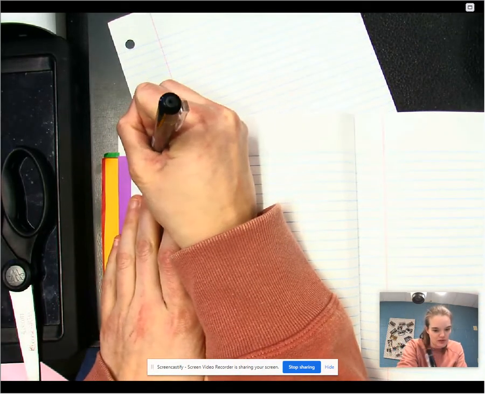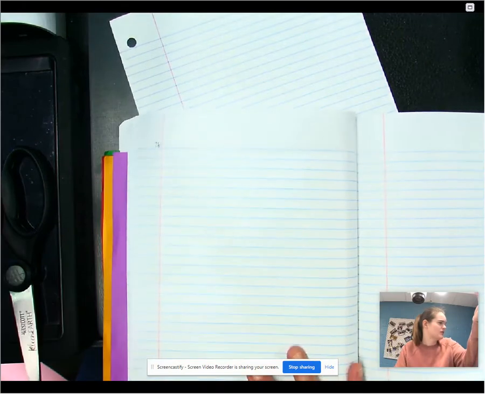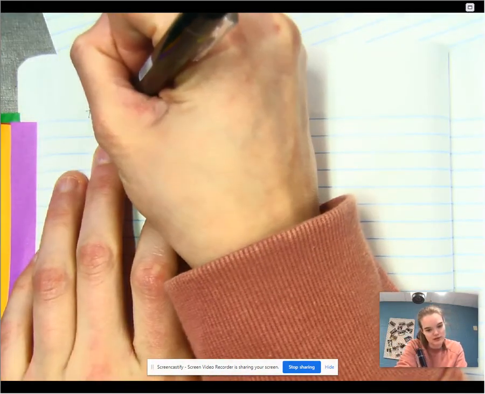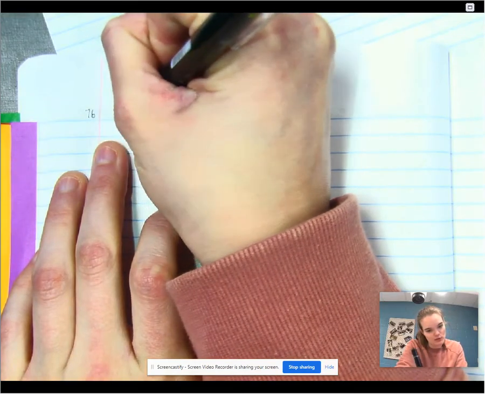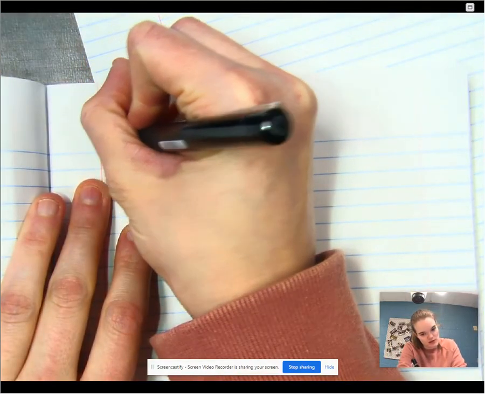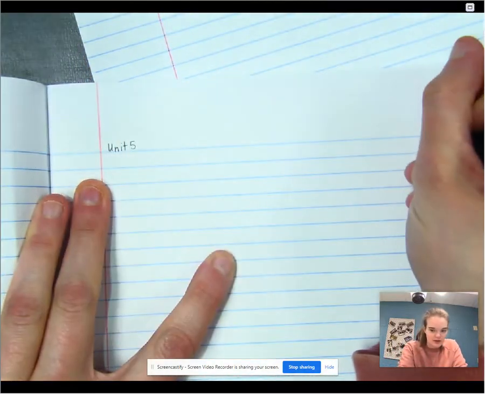So open your notebook to page 76. 76 is on the left. 76 is going to be labeled Unit 5, and it will be blank on purpose. 77 will not be. Go ahead and label 77 Unit 5. And we're going to glue in the tab.